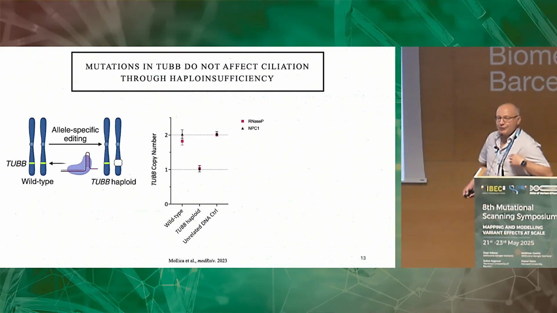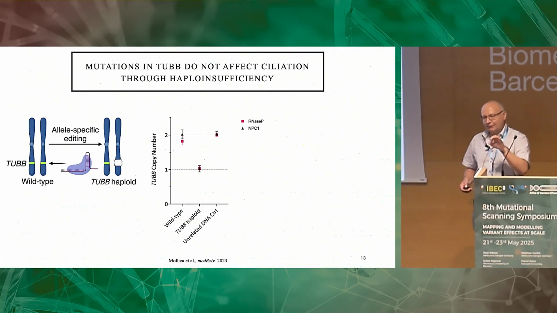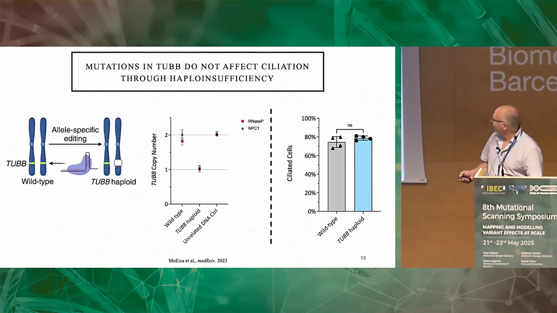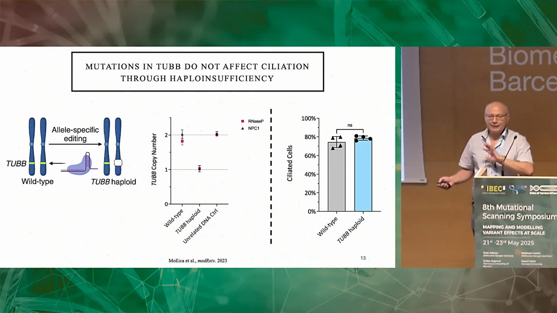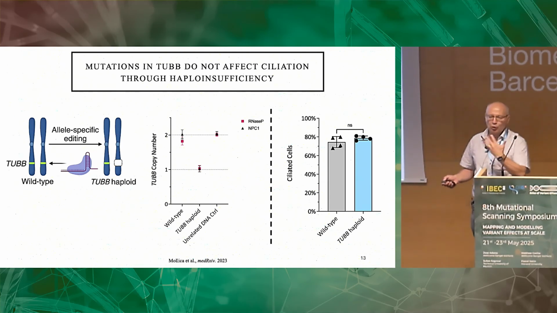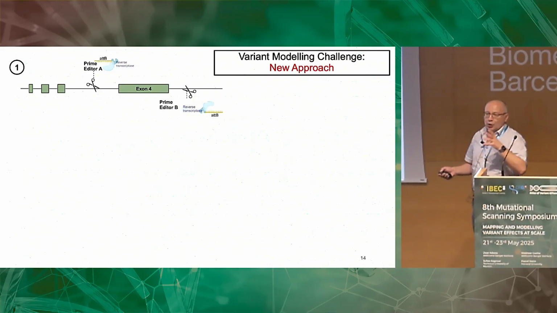So first of all, we wanted to see whether cells, if we remove one copy of type B, and the cell models that we are going to use, RPE cells, are going to ciliate or not. So we removed one copy of type B, we looked at ciliation, and basically it's not affected. So it's not a haploinsufficiency in our case. One copy of type B is sufficient for normal ciliogenesis. And that is the core of the method that we decided to apply.